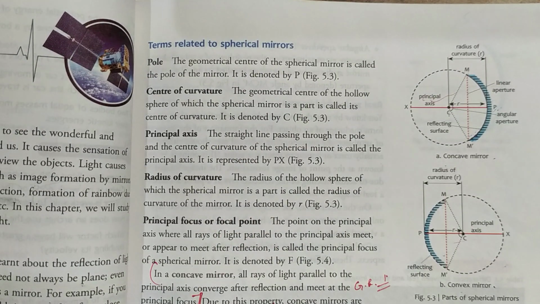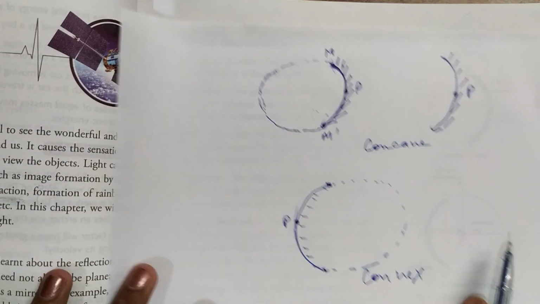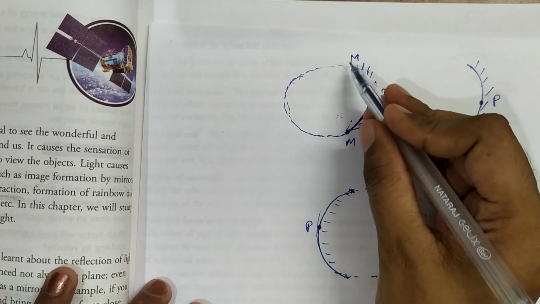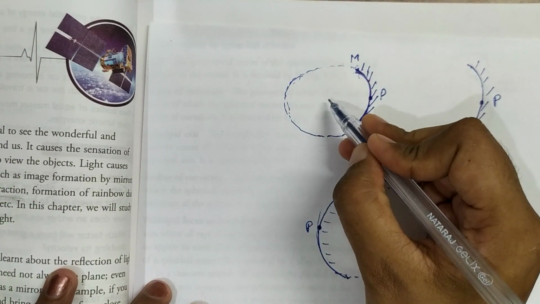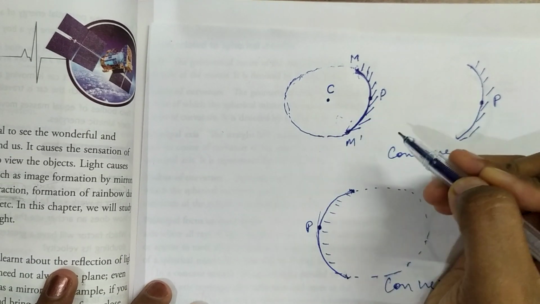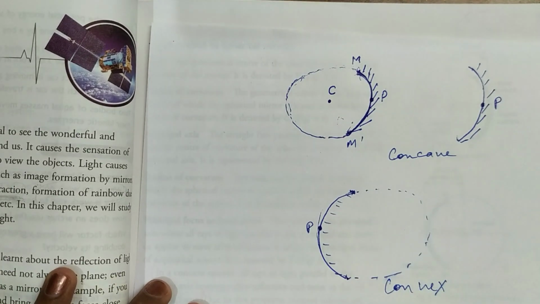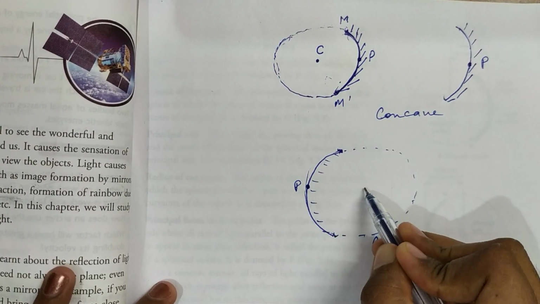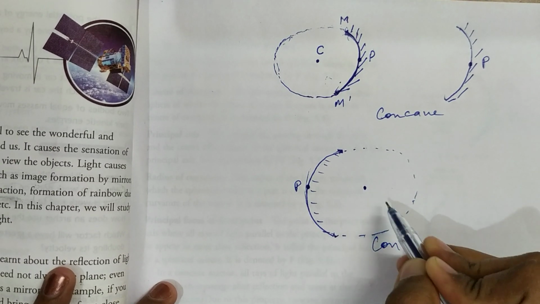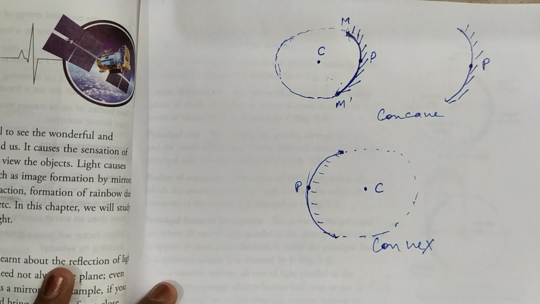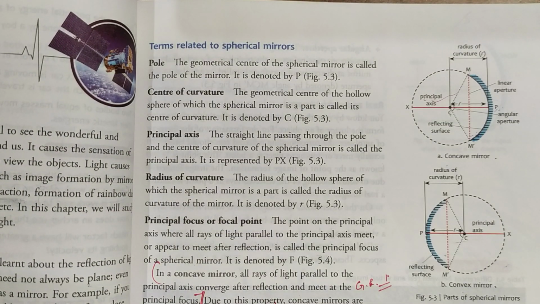Fine. Again I am showing you here on this paper. Suppose this was the mirror and it has been the part of this hollow sphere. So the center of this whole hollow sphere, that will be your center of curvature, and it is denoted by capital C. In the same way, the center of this whole hollow sphere, that is here, is your center of curvature, and it is denoted by capital C. I hope children it is clear to you.